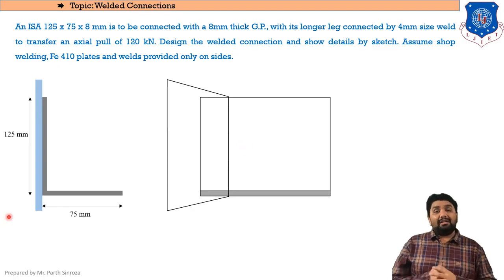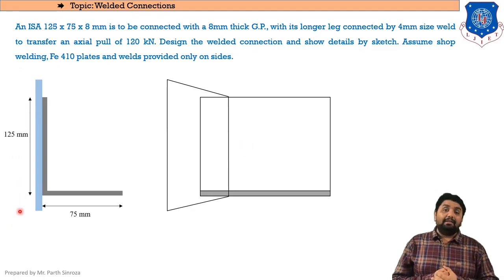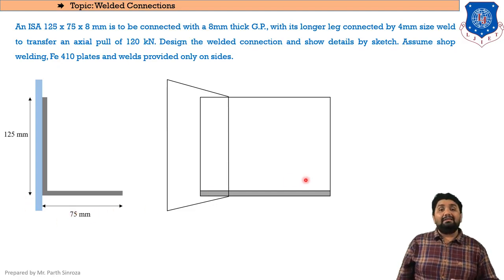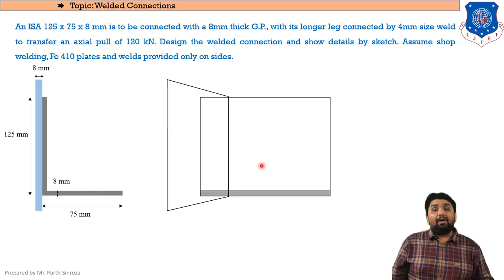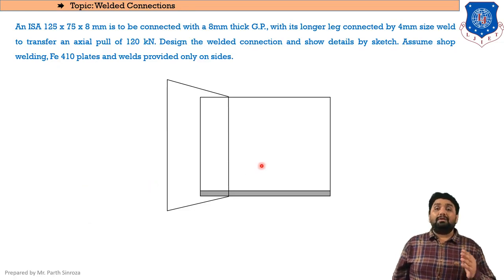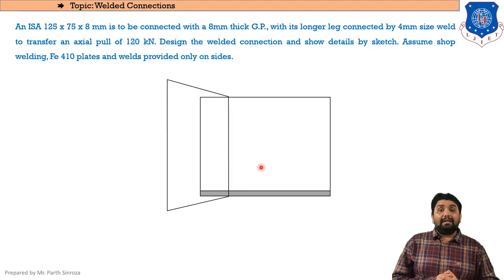Now what to do? The dimensions are given as 125 mm the longer leg, 75 mm the shorter leg, and the thickness is 8 mm. Here the gusset plate thickness is also 8 mm, and the angle thickness is also 8 mm. Now how does this question differ from the sum that we have seen earlier? Keep in mind, the earlier sum was for a plate section or rectangular plate, and as we all know, the CG of a rectangle is always at its center, and the dimensions are b by 2 and d by 2.